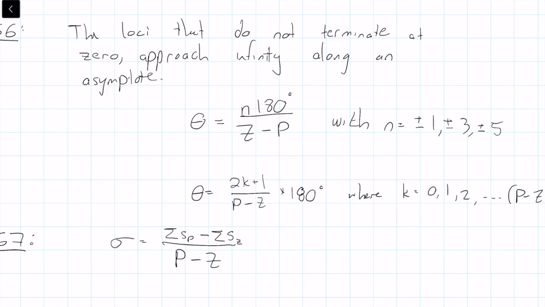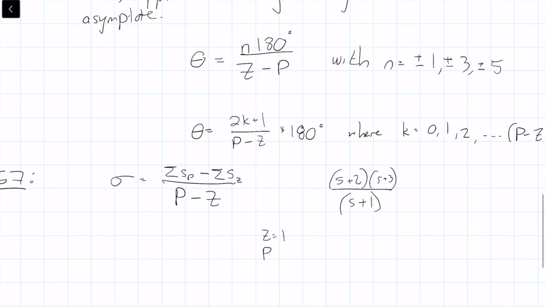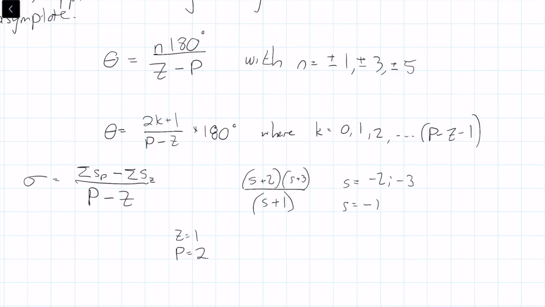Okay, so if we had, let's say on the top we had s plus 2, s plus 3, and at the bottom we had s plus 1, or something like that. So z would equal 1, p would equal 2, and then here we would say s for the top is equal to minus 2 or minus 3, and s is equal to minus 1 at the bottom. Okay, so the sum of the poles would be equal to minus 1, and the sum of the zeros would be minus 5. So we'd have minus 1 minus minus 5, which is 4 over 2 minus 1, which is 1. So the centroid would be at 0.4. Okay, so that's just an example.